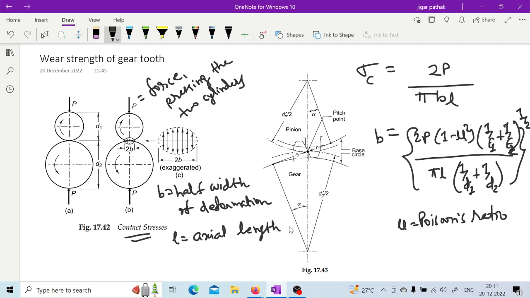Sorry, what were you telling? What is the denominator term for b's expression? It is pi L into 1 upon d1 plus 1 upon d2.